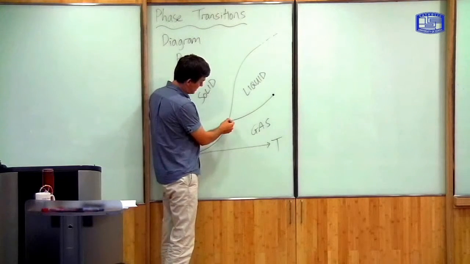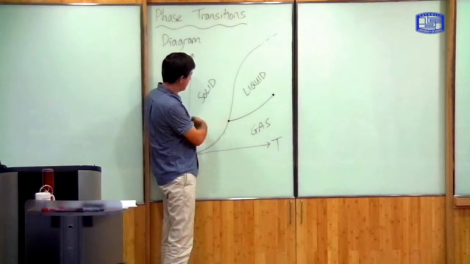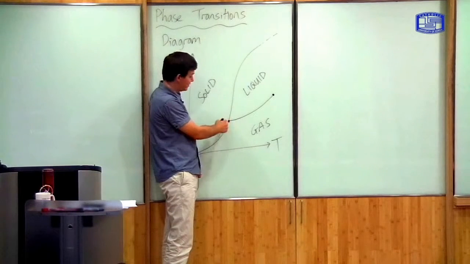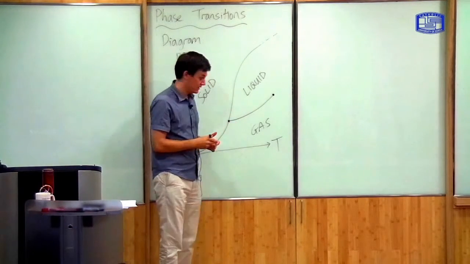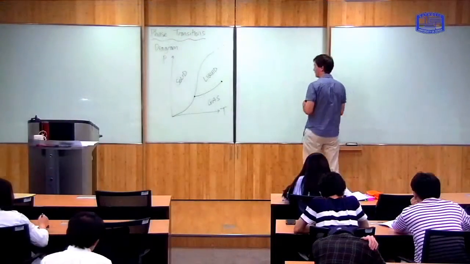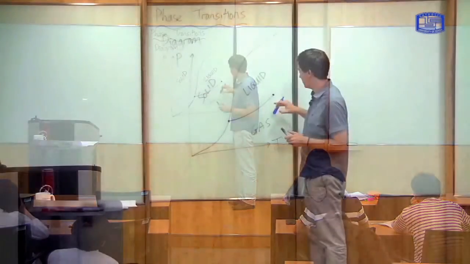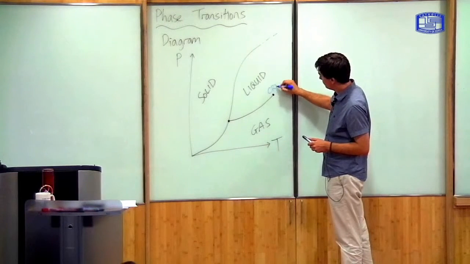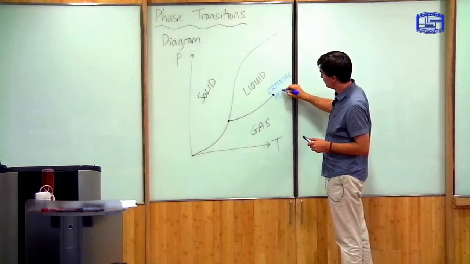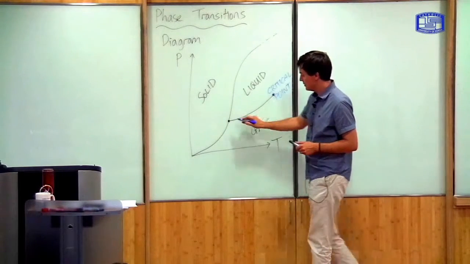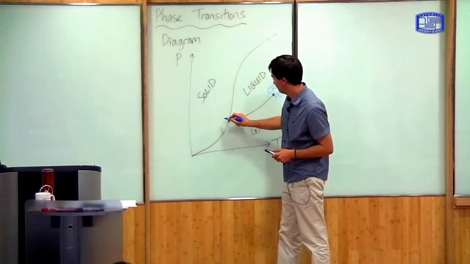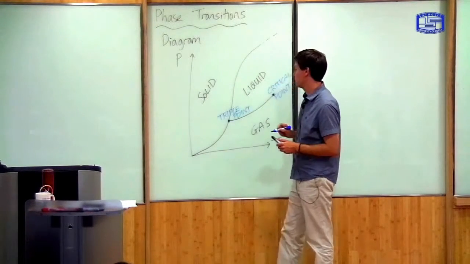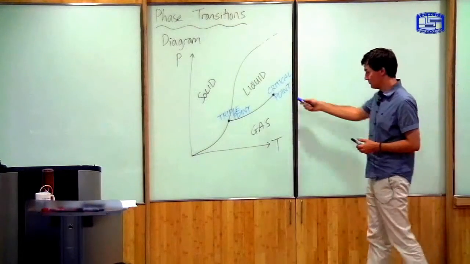Another point which is interesting is this point here. If you're at exactly the right pressure and temperature, then you can get solid, liquid, and gas all existing together. So at this point in the diagram, all three phases can exist together. Most substances show both of these points. This point here is known as the critical point. And this one down here is known as the triple point. Critical point and triple point.